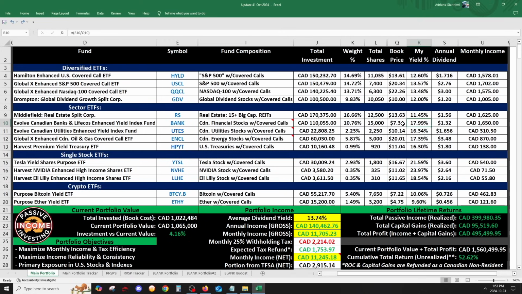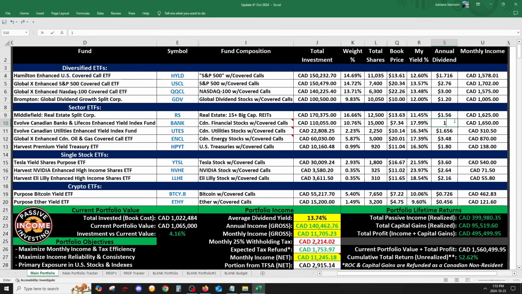Of course, I couldn't just cross the 18% yield at 17.99. Oh, that sucks, but hey, what are you going to do? So, yeah, UTS and ENCL are exclusively in the TFSAs. Bank, I have some in the TFSA, but most of it in the non-registered as well. So very nice, pleasant surprise. My average dividend yield jumped as well because of that.